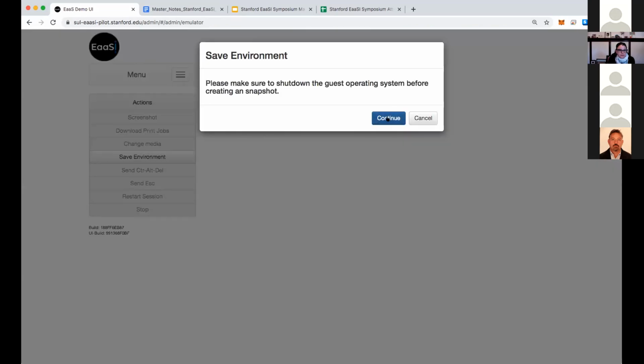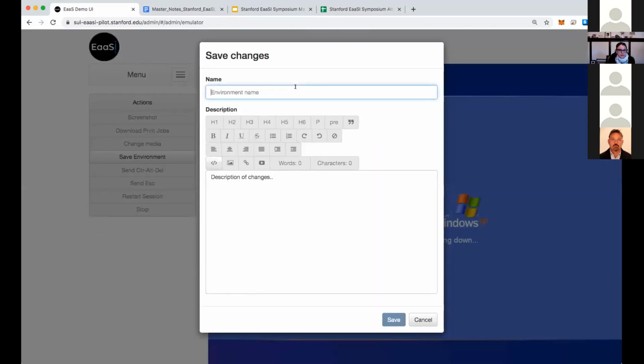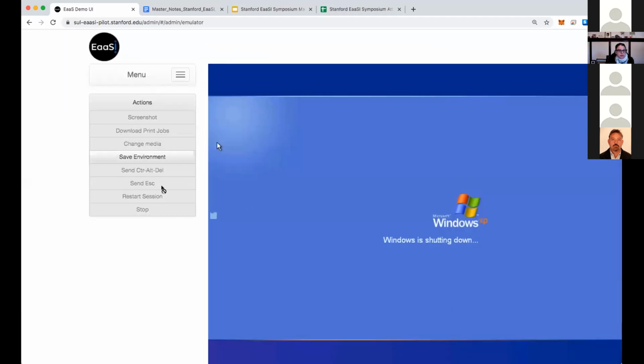And once it is shut down, we can actually name it. So this is essentially just keeping track of the stack that I've already installed. And then I would click and save it. I'm actually not going to save it at this point.